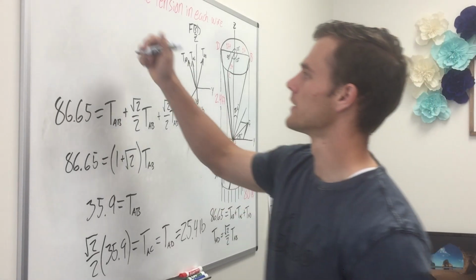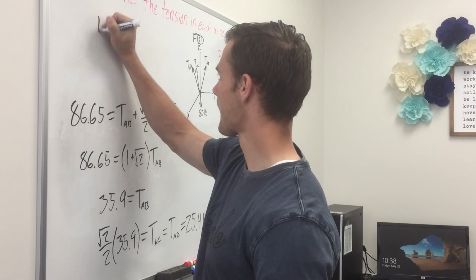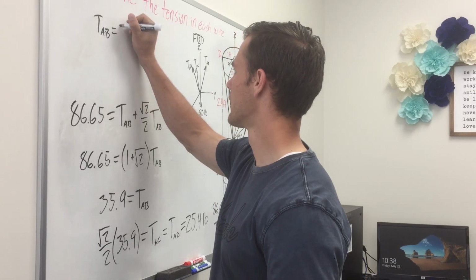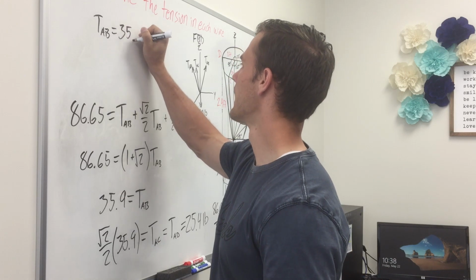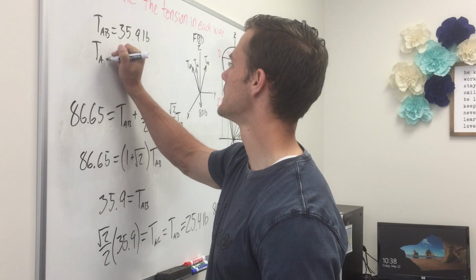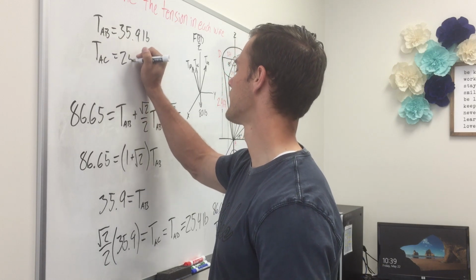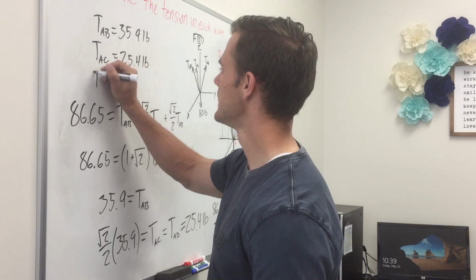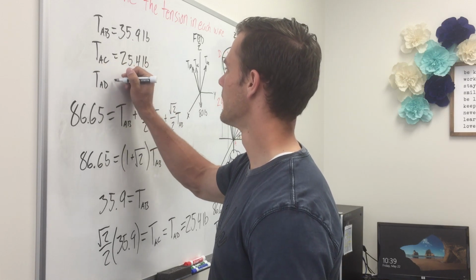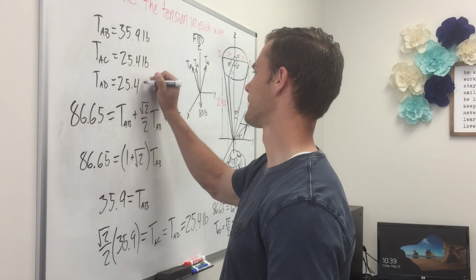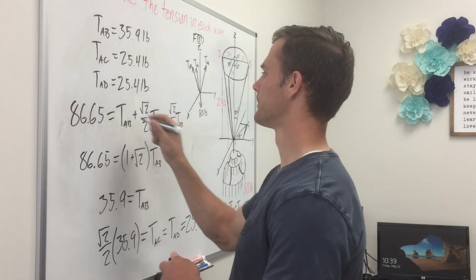And so our final answer is that TAB equals 35.9 pounds, TAC equals 25.4 pounds, and TAD also equals 25.4 pounds.